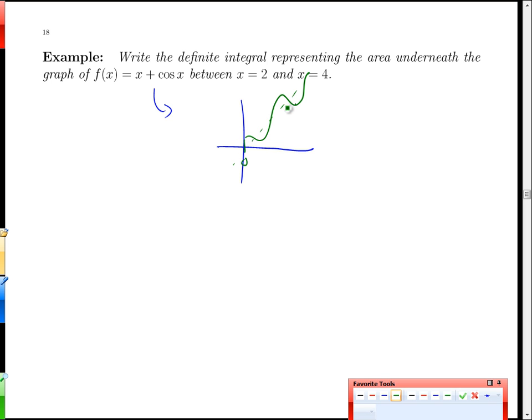And between 0 and 4. This is where it gets a bit dodgier. That'd be about pi, let's say there.